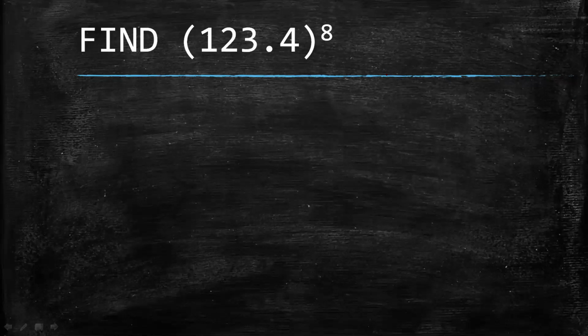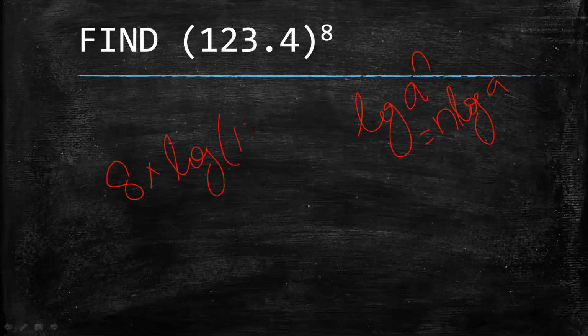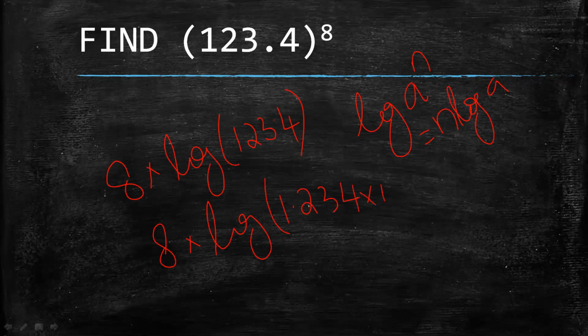We have studied one third formula, right? What was that? Log of a raised to n is equal to n log a. So log of 123.4 power 8 means 8 into log of 123.4. I'm writing it as 8 into log of 123.4 means 1.234 into 10 raised to 2. I hope by now you know how to write the scientific form, right? Log of 1.234 into 10 raised to 2 means characteristic is going to be 2, right?